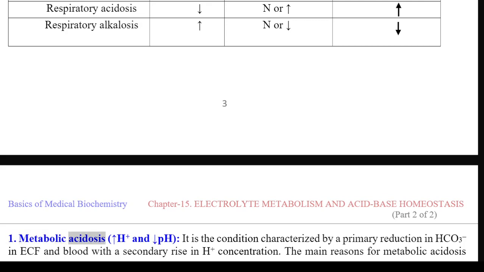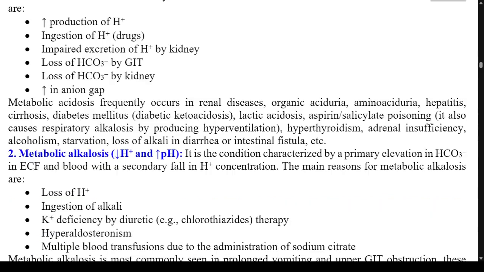1. Metabolic acidosis, upward arrow H+ and downward arrow pH. It is the condition characterized by a primary reduction in HCO3 in ECF and blood with a secondary rise in H+ concentration. The main reasons for metabolic acidosis are: upward arrow production of H+, ingestion of H+, drugs, impaired excretion of H+ by kidney, loss of HCO3 by GIT, loss of HCO3 by kidney, upward arrow in anion gap.